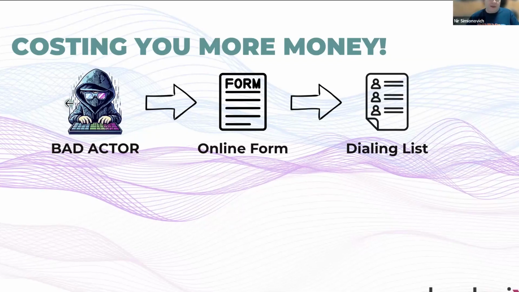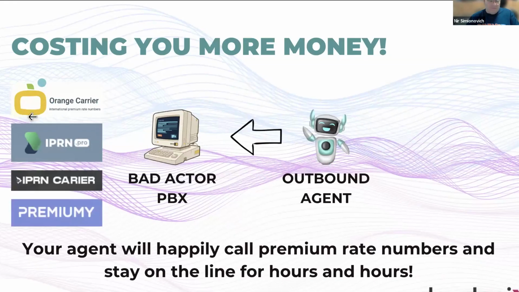So what happens here is that our bad actor will basically inject data into our dialing list that will contain phone numbers that generate cash for him. Now, what happens next is that you can buy these numbers from carriers. There are dozens of these international premium rate number providers, called IPRNs or IPRS providers. And the outbound agent will gladly call one of these numbers, and at the end of the number is going to be a PBX, a machine that just answers and goes, yeah, yeah, no, not really, yeah.